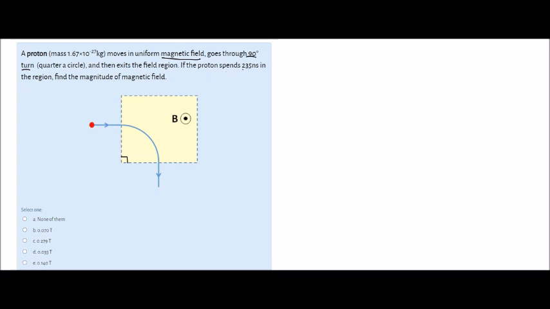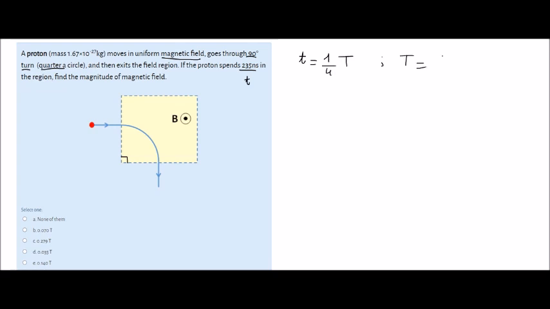If the proton spends 235 nanoseconds in this region, find the magnitude of the magnetic field. Okay. So he gave us time t. What is this time t? You remember the time that we have when we have a charge inside the magnetic field. We have just a period, capital T, right? So what is this time compared to the period? The period T is for the whole circle. Here we have a quarter of a circle. So what's that? A quarter of the period.